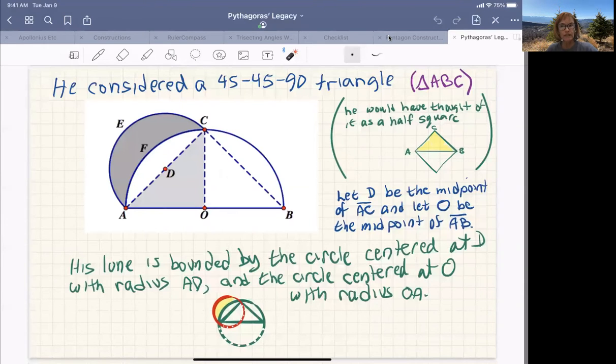And so how did he draw his lune? The first thing he does is he draws a semicircle on one of the legs of the right triangle. So that's the semicircle. Here's the diameter of the semicircle, and then here's the rounded part of the semicircle.